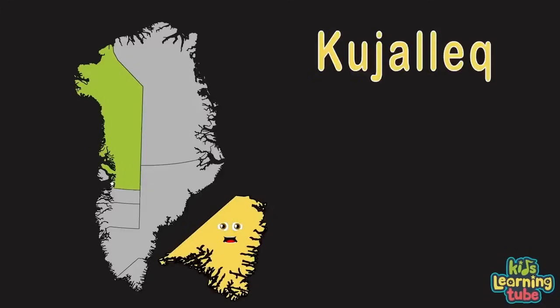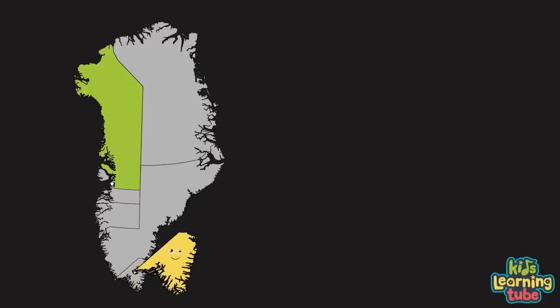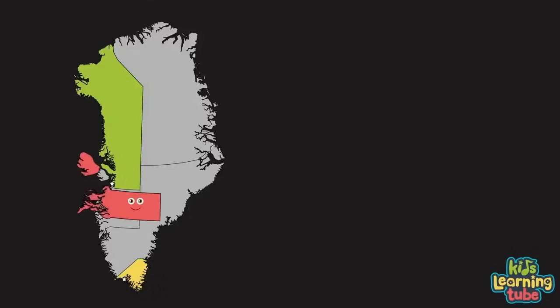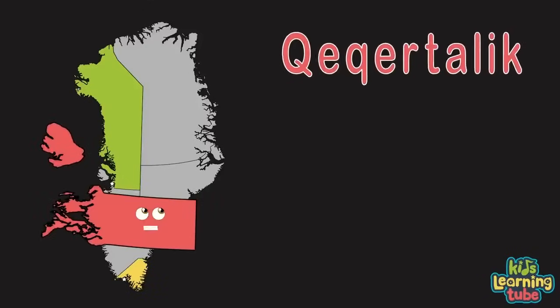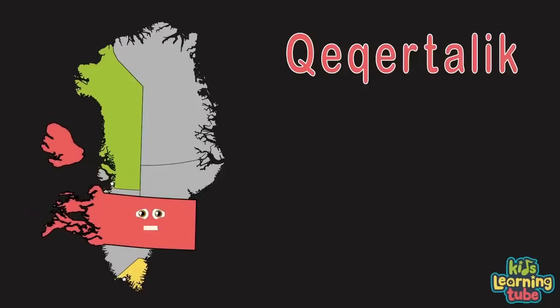Kujalleq is the name I was given. A municipality of Greenland in the south is where I'm living. Qaqortoq is this municipality's center, the most populous town in the south that you could enter. My name is Qeqertalik, as shown here in the west. I was created in 2018, I am new at best.